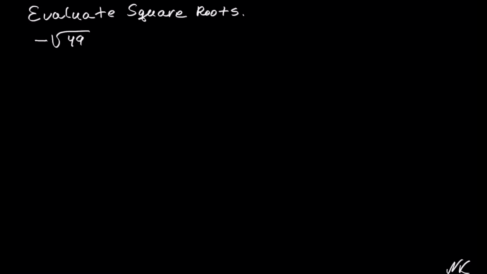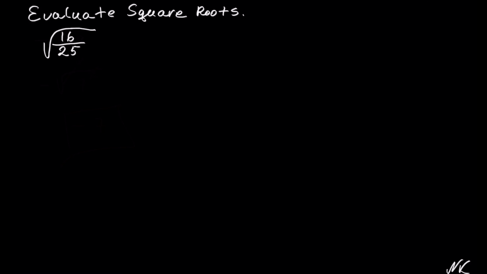In this example, we have to evaluate negative square root of 49. So let's rewrite 49 as 7 to the second power. We keep everything else as is, so we have negative square root of 7 to the second power. Square root and the second power will cancel, and we are left with negative 7. And this is our solution.